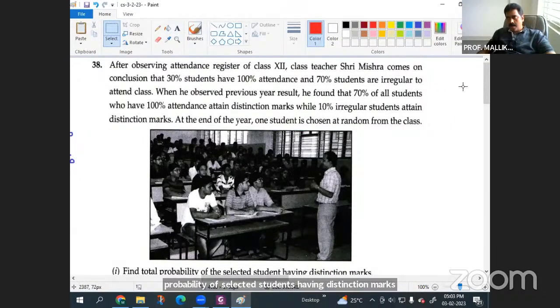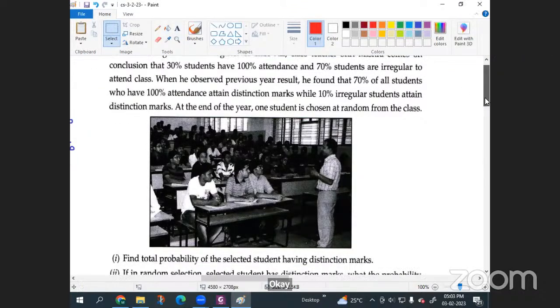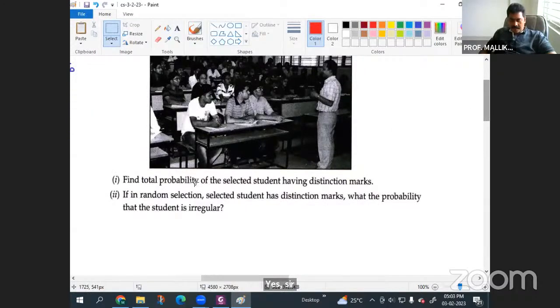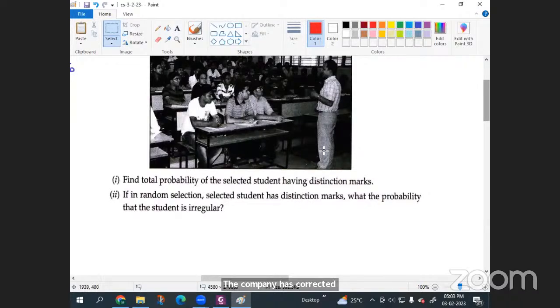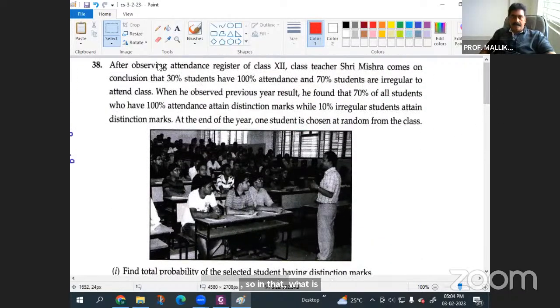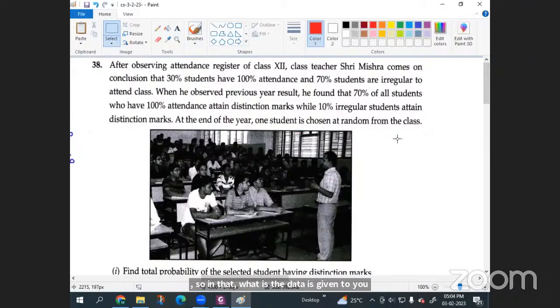Now we have done some questions, right? What is the question asked? To find the total probability. So in that, what data is given to you? The number of students of full attendance and irregular ones.